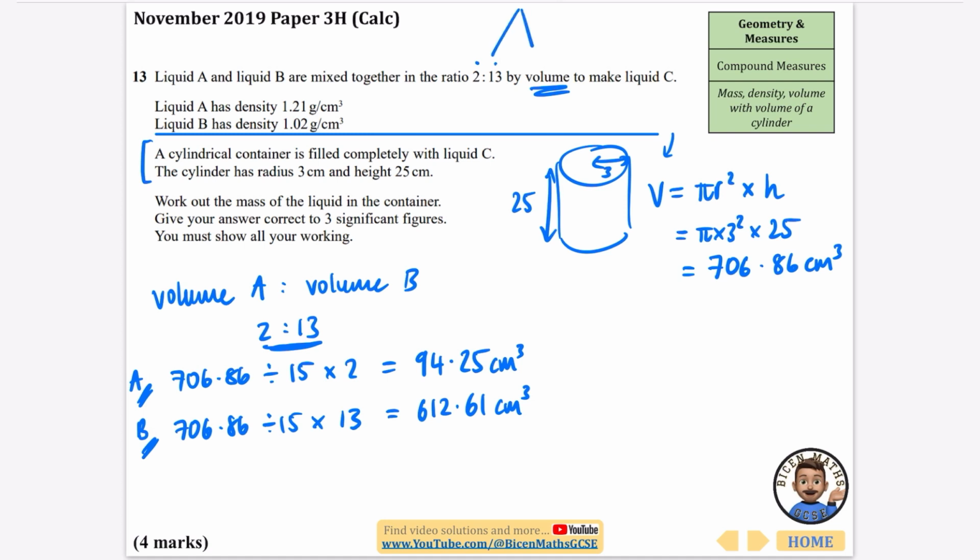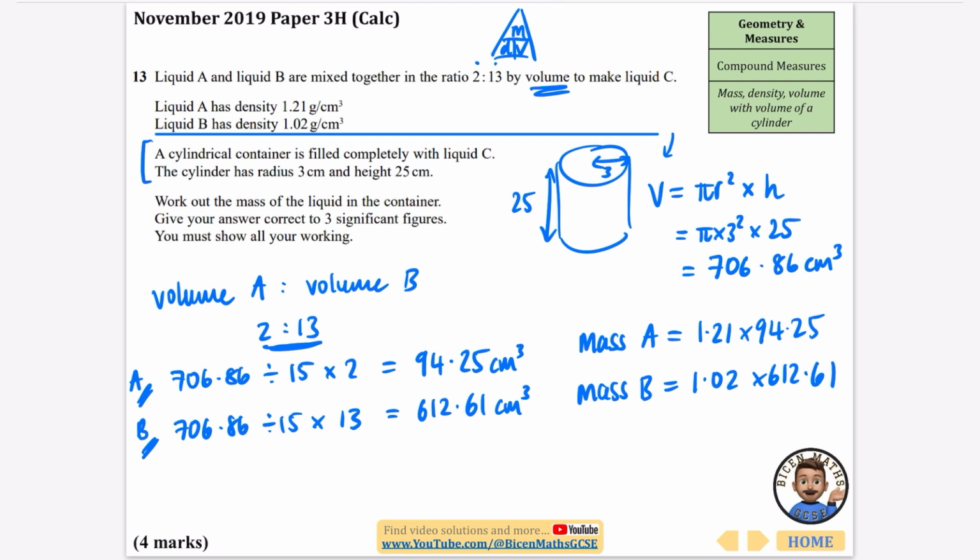Now, it wants us to work out the mass of the liquid in the container, and this is where we're going to have mass, density, and volume. It goes mass, density, volume. So to find the mass, I need to do the density multiplied by the volume. So for A, the mass of A is going to be the density, which is 1.21, multiplied by 94.25. I'm then going to work out the mass of B, which is the density multiplied by 612.61. And then for the total mass, I'm just going to add them together.